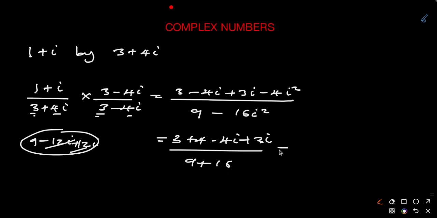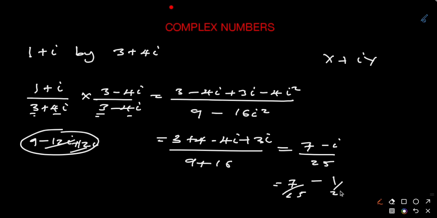So actually here we are going to get 7, and here we are going to get negative i, then divided by 25. So to break this one in the form of x plus iy, we need to say 7 over 25, then minus 1 over 25, then i. So this is how you're supposed to answer this question.